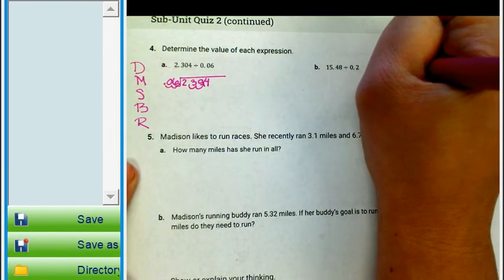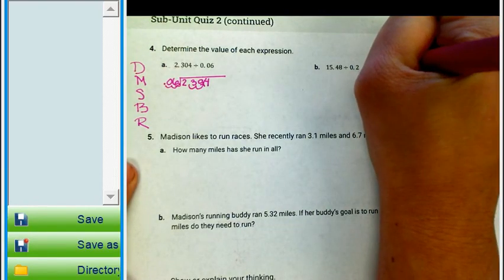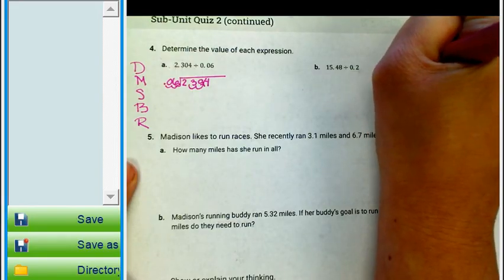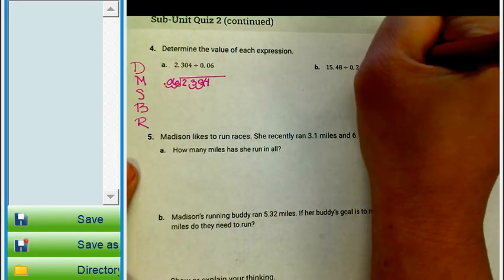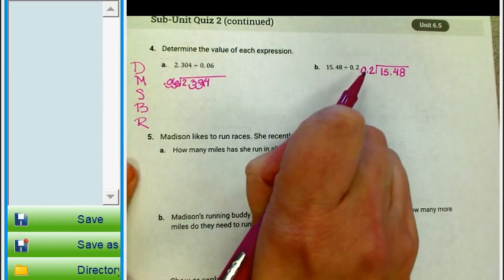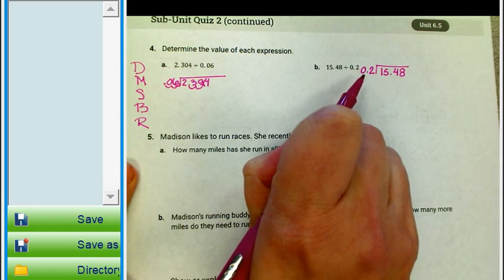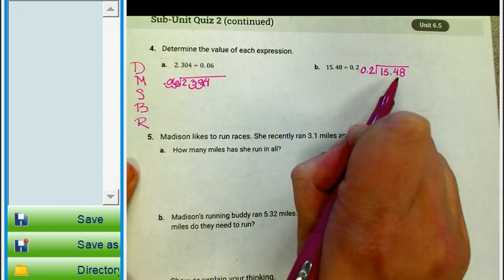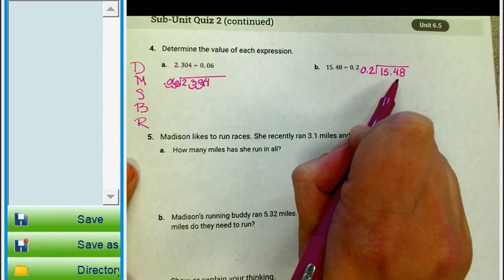For B, you're going to do very similar. Start by putting 15.48 inside the tower, and the 0.2 is on the outside. Remember again, I can't have the decimal on the outside, so show your work for how you're going to remove it and do the same thing inside the tower.